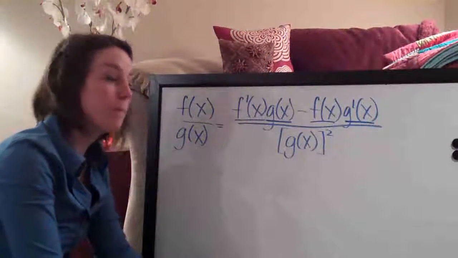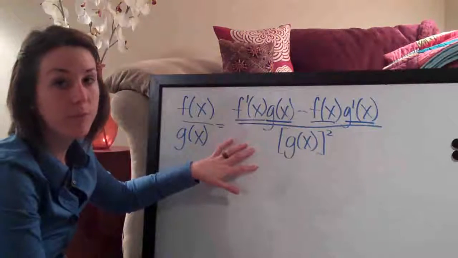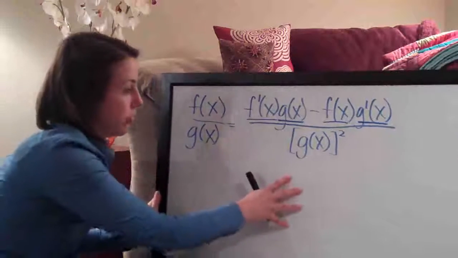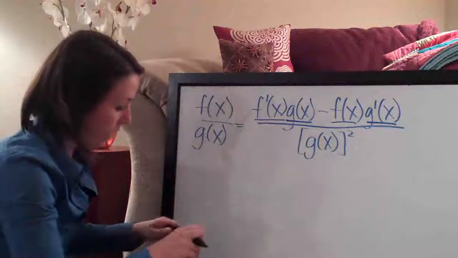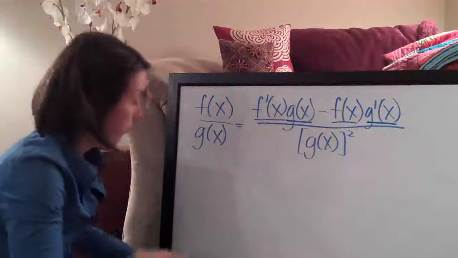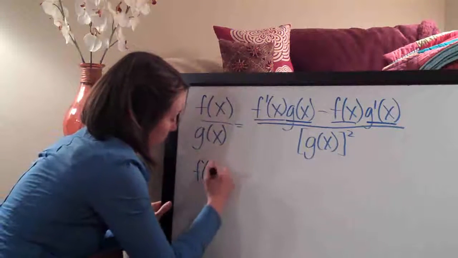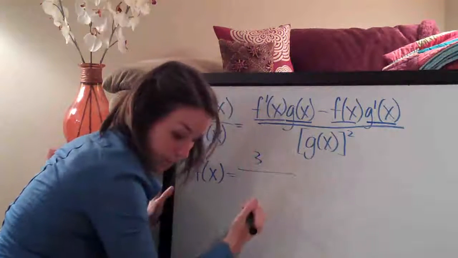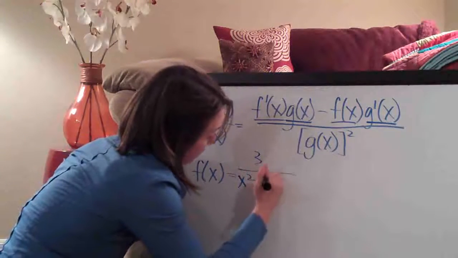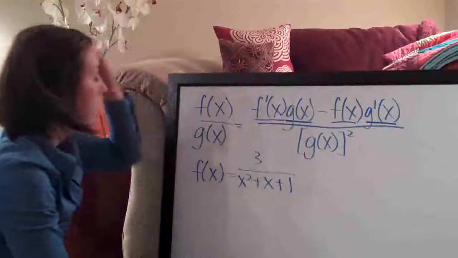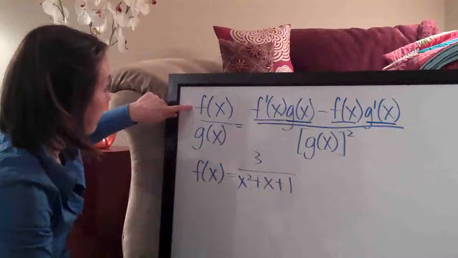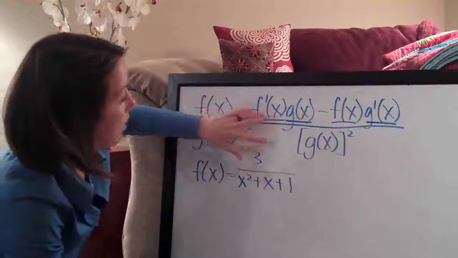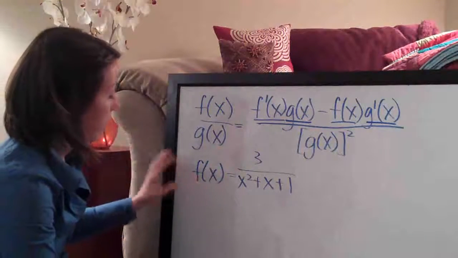Another quotient rule problem. I actually just left this up from the last problem so that we could reference it. It is the quotient rule formula, and it's a formula that helps you take the derivative of different kinds of functions. So the problem that we're going to be doing is f of x equals 3 over x squared plus x plus 1. So 3 is our f of x, and x squared plus x plus 1 is g of x. And we're just going to apply this formula to this function to take the derivative.